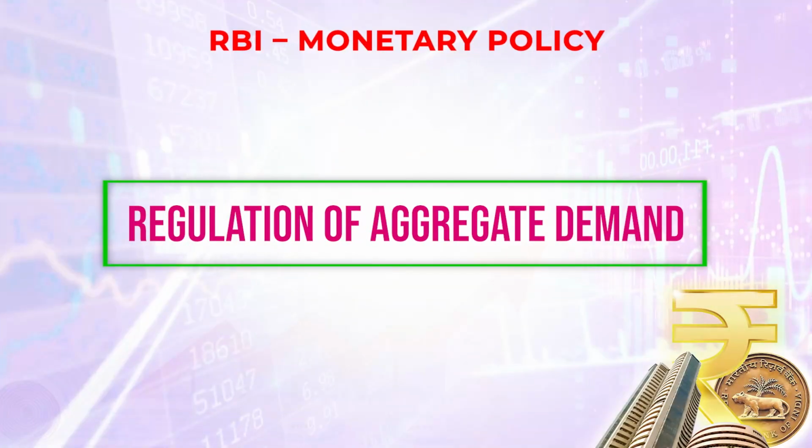Next point is regulation of aggregate demand. If there is an increase in aggregate demand, as I have already said, there is an increase in consumption of goods and services, and there will be production of goods and services also. But if there is any kind of outbreak of supply shock, then the demand will not match the supply. So there will be a need for a decrease in demand. That can take place if there is some policy implemented by the RBI.